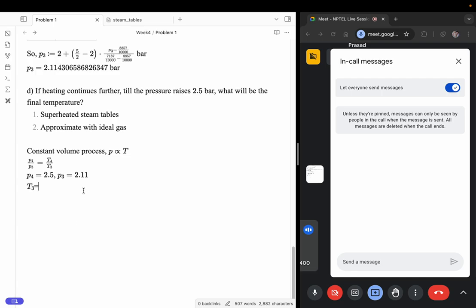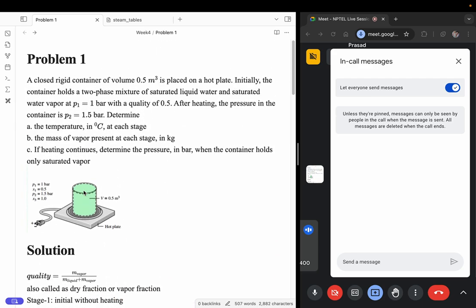Just to give you a quick glance, I'm going through a problem, so you can go through the problem once. Maybe I can quickly give it a shot again. Basically you have a closed container. It has a two-phase mixture inside, liquid plus vapor water, and then you are continuously heating it. As it gets heated, the liquid gets converted to vapor. You are required to find the temperature and the mass of vapor present inside the container if the final pressure is 1.5 bar. The next part of the question asks, if the heating continues and all of the liquid is converted into vapor, what would be the final pressure? This is basically the question.